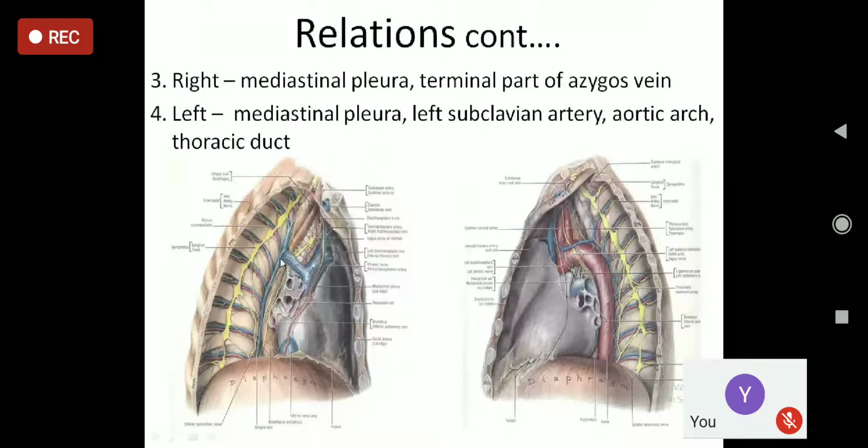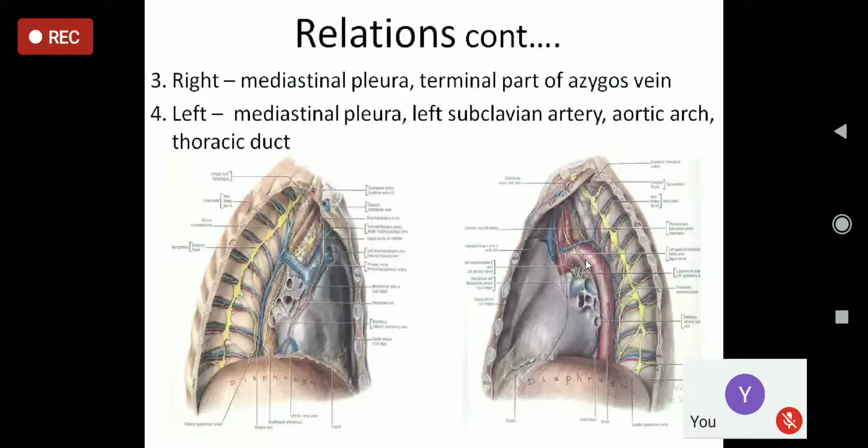Okay, besides, the right part of the esophagus is related with the terminal part of azygous vein, which is shown here. See here, this is the terminal part of azygous vein, which drains into the arch of azygous vein, and its terminal part drains into the superior vena cava. So this terminal part of azygous vein is related with the right side of the esophagus. Then left subclavian artery, arch of aorta, as well as thoracic duct are the structures related on the left side of the thoracic part of esophagus.